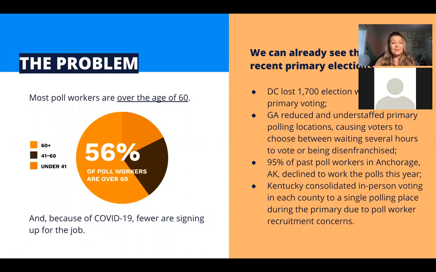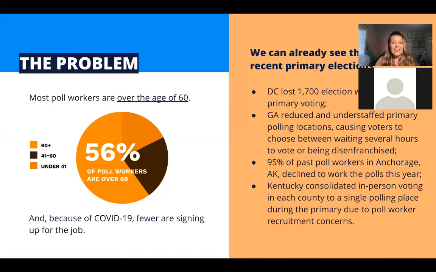A few examples: Washington, D.C. lost 1,700 election workers in this round of primaries. In Georgia, many of us probably saw pictures and videos on the news of what happened when reduced and understaffed primary polling locations caused lines that lasted for hours. So voters had to choose between waiting in line, maybe missing work, or going home and being disenfranchised, not having their voices heard. In Anchorage, Alaska, 95% of past poll workers declined to return to the polls this year.